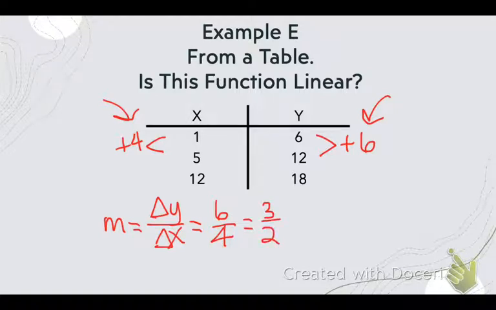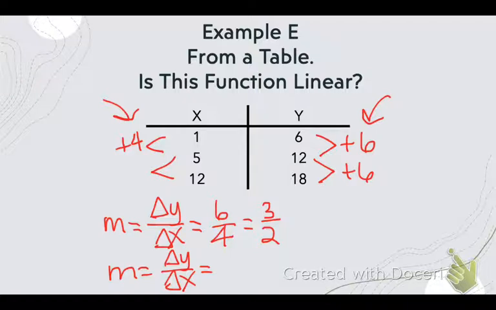Okay, let's do the next set. I have my change in y over my change in x. I'm looking from 12 to 18. I'm adding 6 to 12 to get to 18. Great. What number do I add to 5 to get to 12? I'm adding 7. So my top number in my ratio is 6 and my bottom number is 7. Does 6/7 equal 3 over 2? No, it doesn't. They're not equivalent. So this function is non-linear.